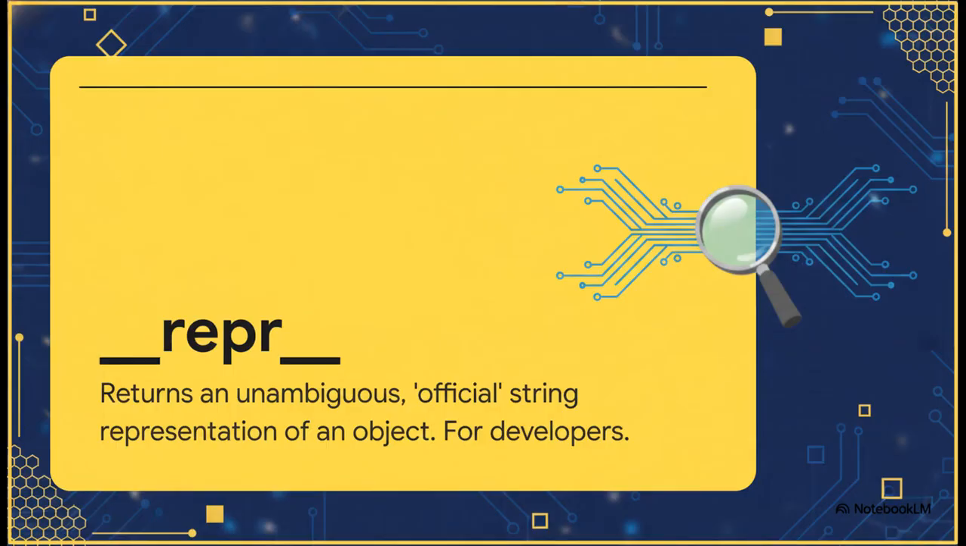And this is exactly where __repr__ comes in. It actually stands for representation, and its whole job is to give you an unambiguous, official string that is incredibly useful when you're developing. This is your internal, for your eyes only view of what's going on inside that object.